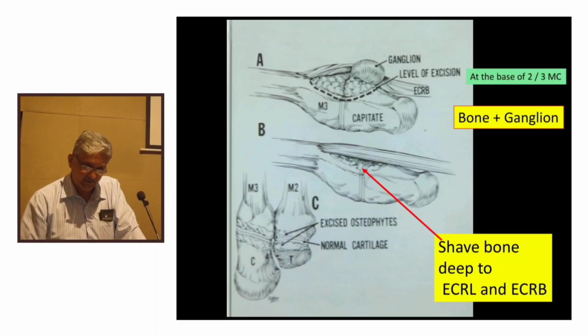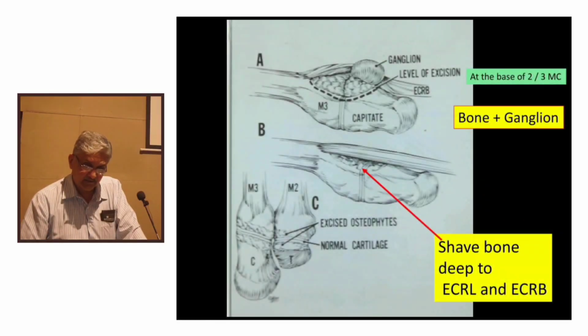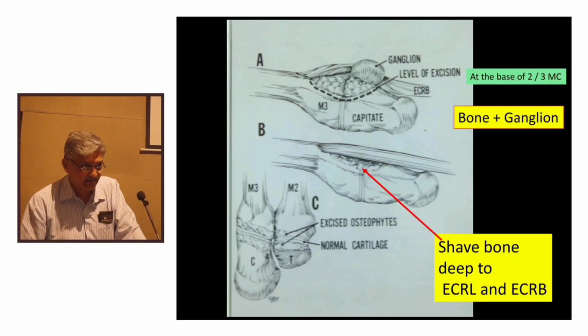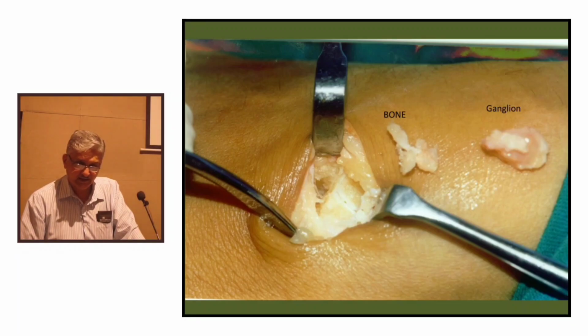So you have a ganglion and premature degeneration of the CMC joint, and surgically you expose it, you take out the ganglion and the bone. Now what is lying here? The bone is lying deep to the tendon of extensor carpi radialis longus and brevis, and therefore retract these tendons, save these tendons, and remove this bone. And sure enough, you can remove the ganglion and the extra bone that has formed.